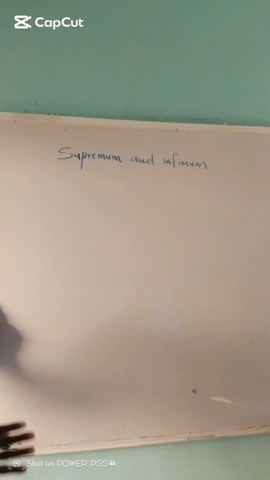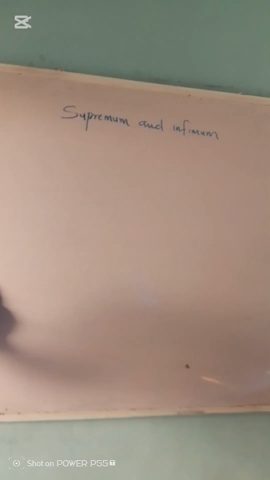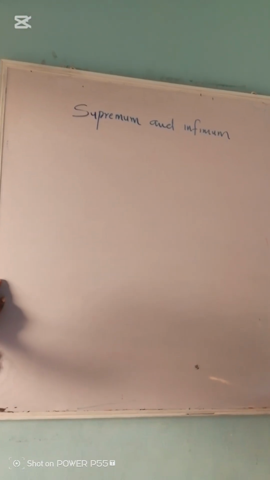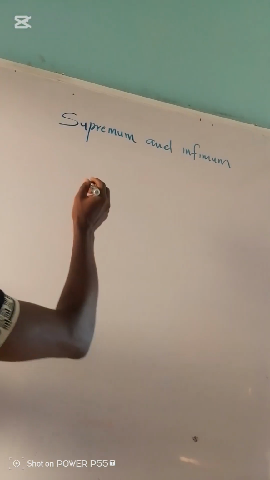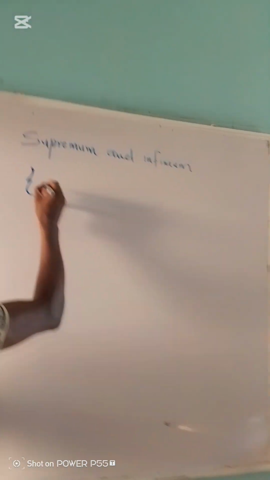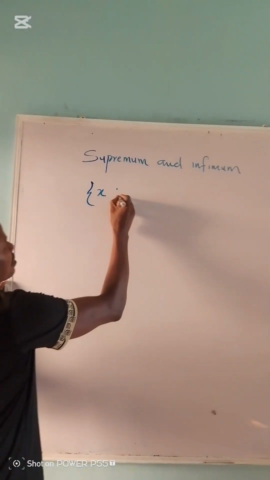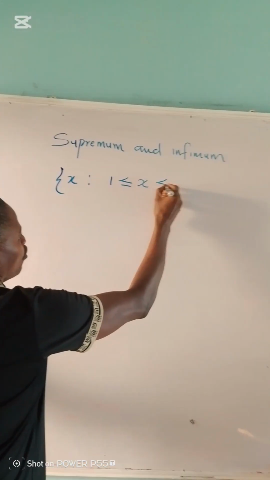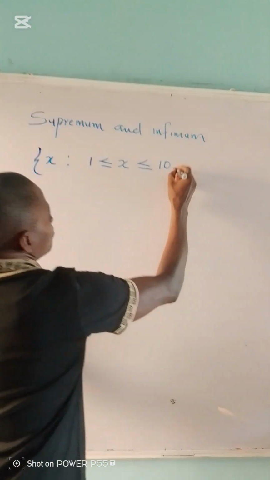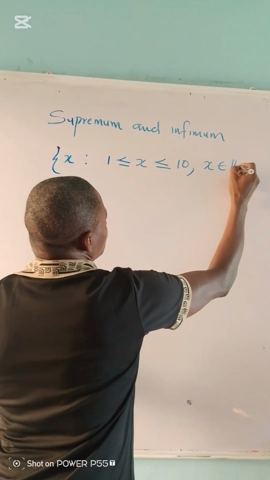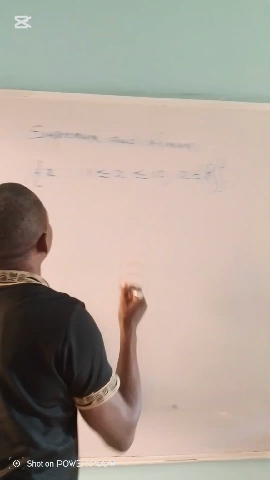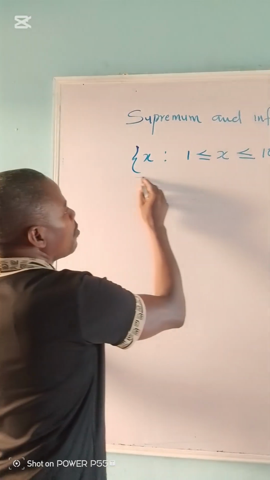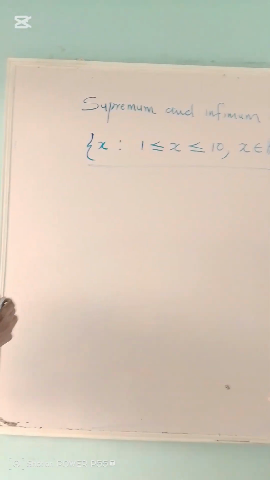Now we're going to look at the supremum and infimum. To make life easier, we're going to do this with an example. We're going to use an example to illustrate both the infimum and supremum. Like if you're given something like, let's say, a set of x such that maybe 1 is less than or equal to x, let's say less than or equal to 10, where x belongs to the set of real numbers. Now we want to find the supremum and infimum of this particular set.